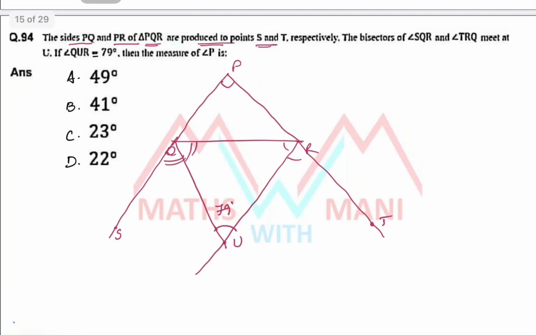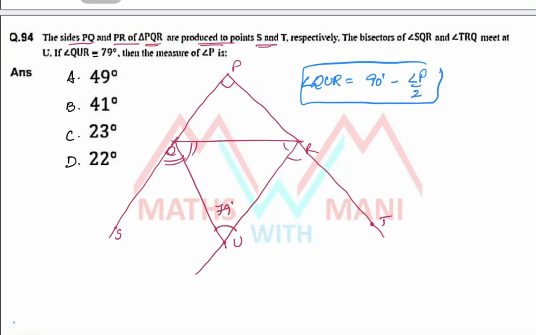In the external angular bisectors theorem, the concept I told you, the angle at the external angular bisectors, angle QUR, is equal to 90 degrees minus angle P by 2. It is the direct formula we have. So from that, what is the value of P? P by 2 is equal to 90 minus angle QUR, that is 79. 90 minus 79 means 11. So what is the value of angle P? 11 into 2, that is 22 degrees. That's it. So the fourth option is the correct answer.